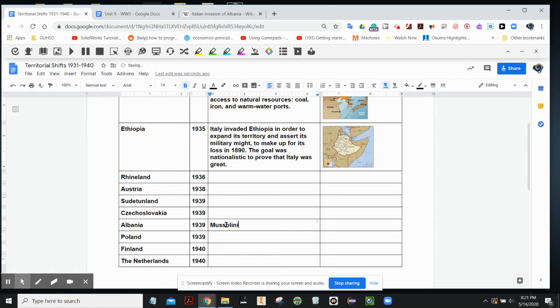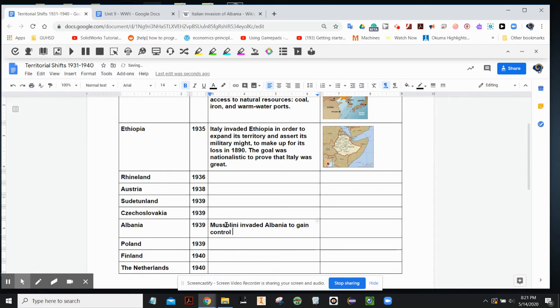Mussolini invaded Albania to gain control of trade in the Balkans.